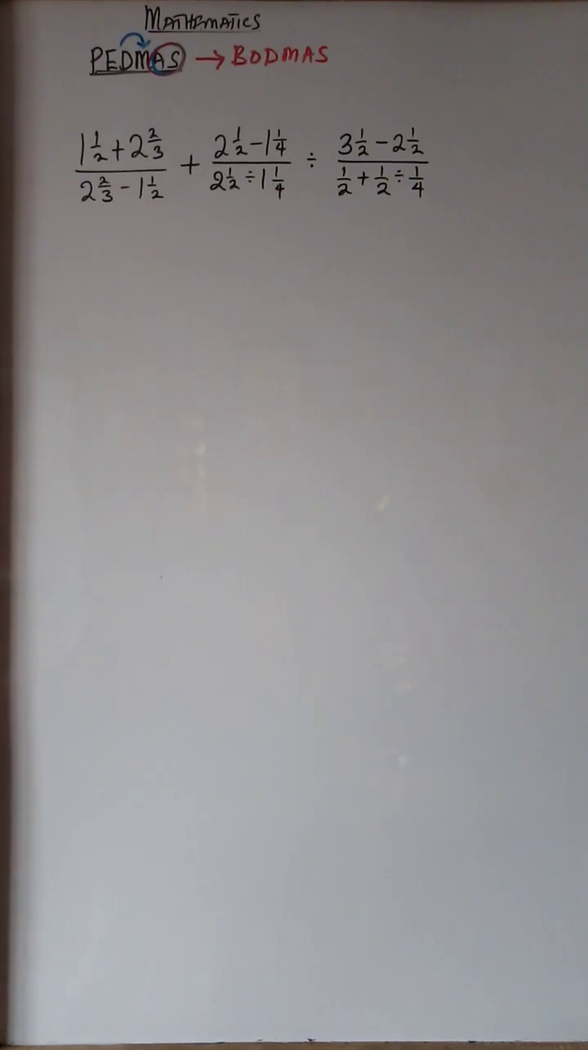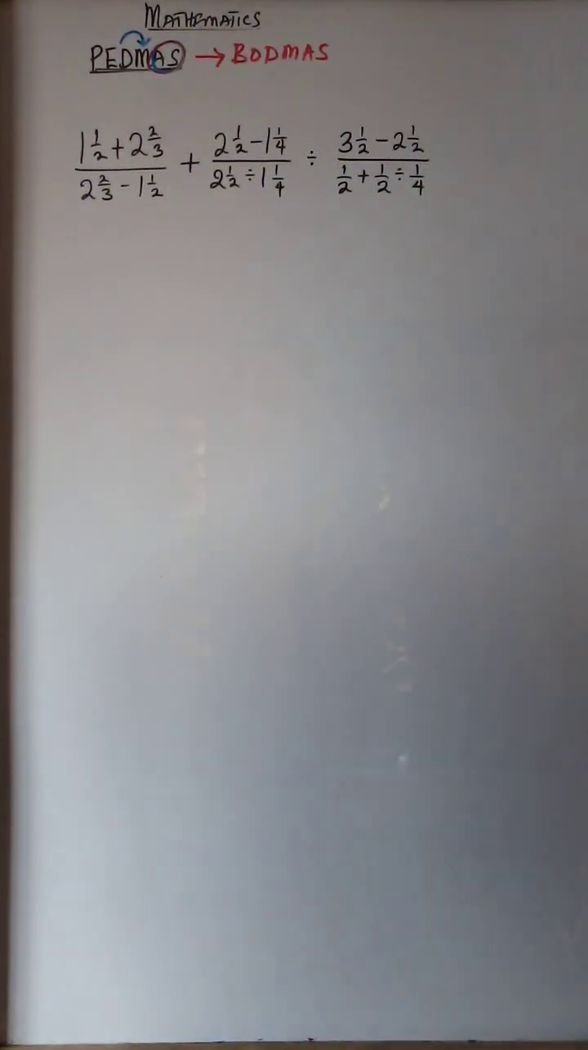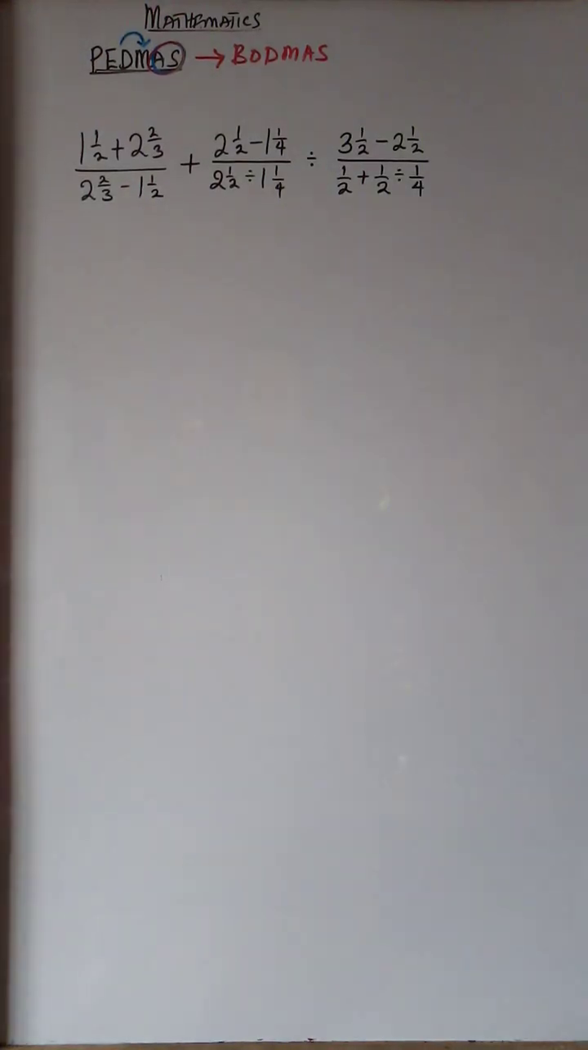Let me scare you again with this question. Are you scared? Beat your chest that I can do this. Do not panic. What do I need to do first? First rule: turn all the mixed numbers to improper fractions. Let's do that very quickly. You don't need to separate.